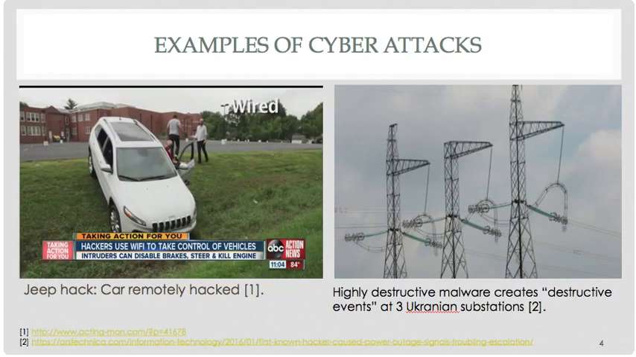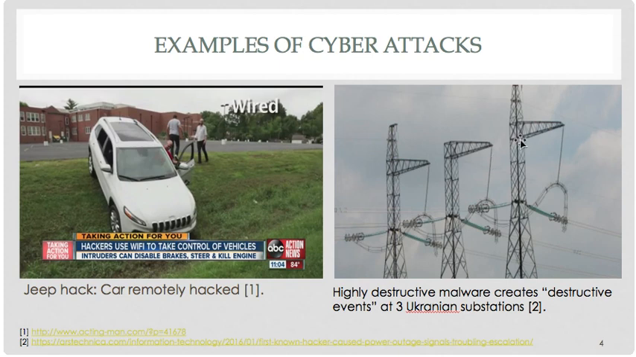Furthermore, there are a few more examples of cyber attacks. The first is the Jeep hack. In this scenario, hackers took control of a car remotely and crashed it into a ditch by breaking into the Jeep's onboard systems via its wireless internet connection.